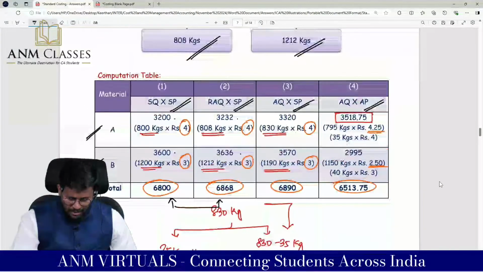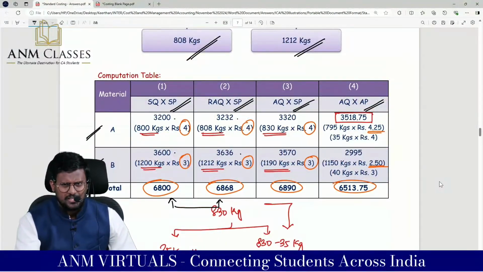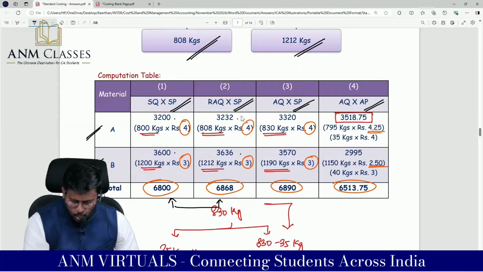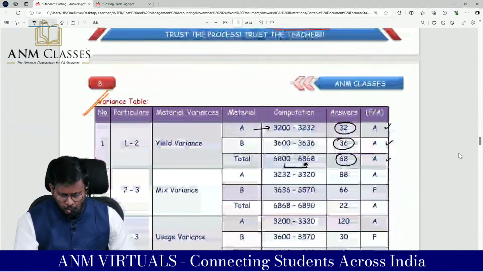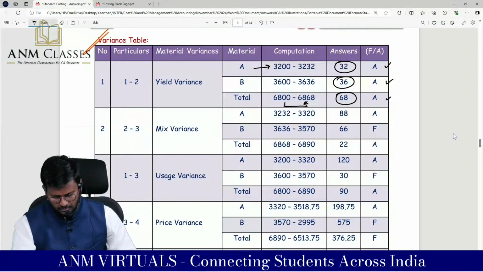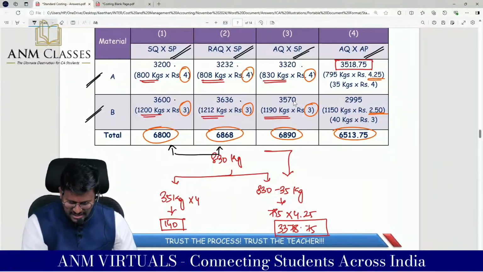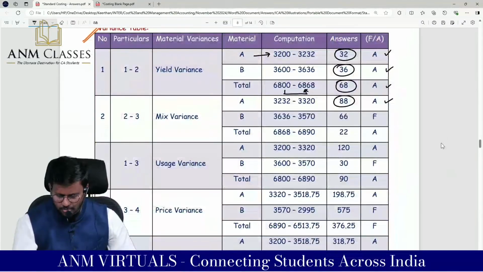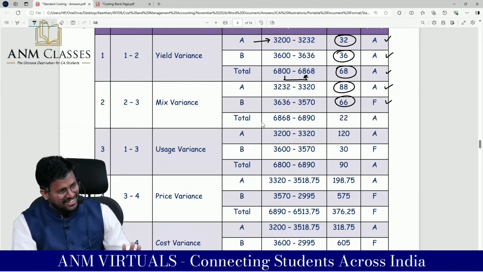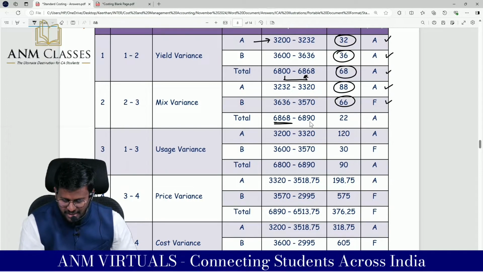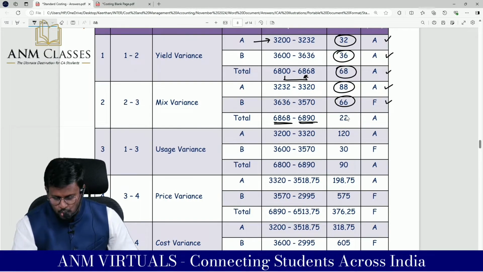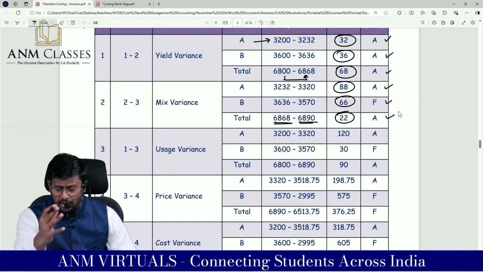Now you have to do everything for mixed variance. What is mixed variance? It is 2 minus 3. Yes, sir. 3232 minus 3320, that means 88 adverse. Next one, 3636 minus 3570 comes to 66 favorable. Now the total answer, which is 6868 minus 6890, 22 adverse. Sir, you may have a doubt.